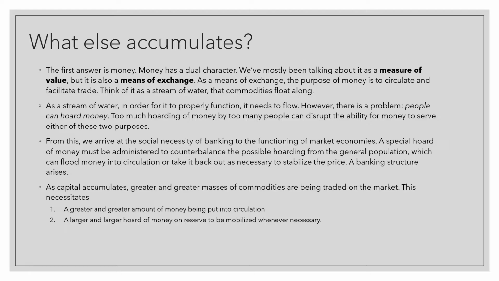But nonetheless, as a river, it facilitates transport of the commodities. The commodities can float along the river, and people can interact with the river in a designated way, grabbing things off of it and putting things onto it when they want to. It acts as a stream that commodities can float along. However, as a stream of water, in order to properly function, it needs to flow.